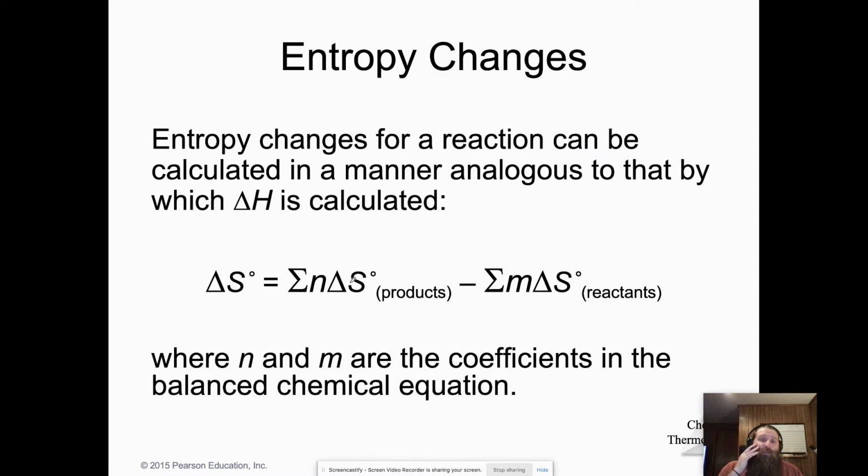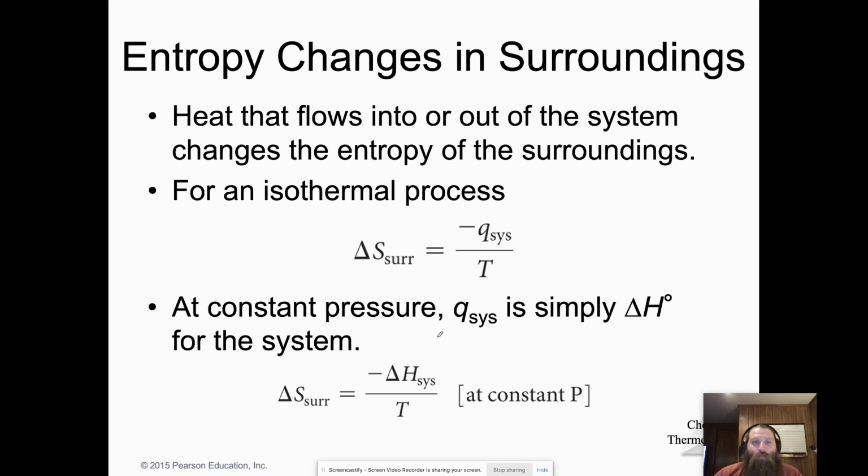Now, when we look at entropy change, we calculate it just like we did in chapter 5 for delta H, with our change in enthalpies. So our formula looks identical with the exception of the fact that we're changing the H for an S. So the sum of the entropies for the products minus the sum of the entropies for the reactants. Don't forget to plug in your coefficients from the balanced equation for n and m here in order to find the overall delta S.